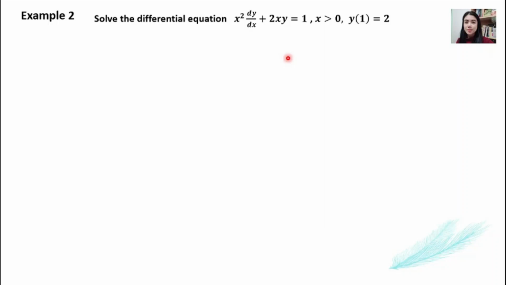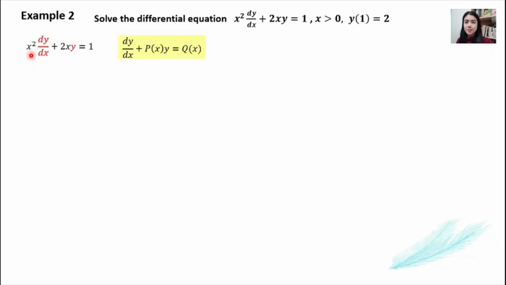So example 2 is an initial value problem because you have the initial condition y(1) equal to 2. Let's look at the differential equation that we have here. You have dy/dx and you have one variable y. Let's compare with the general form of the linear equations. In the general form, in front of the dy/dx, you have nothing. But in our differential equation, in this example, you can see that we have x squared.